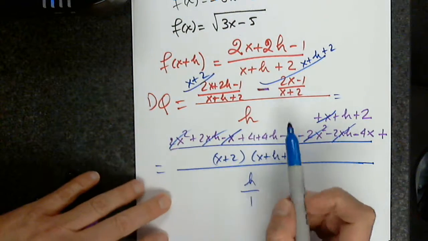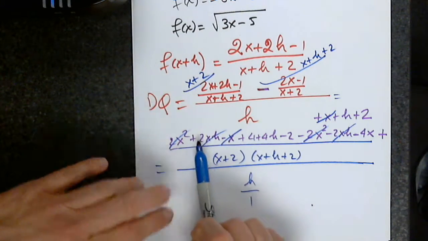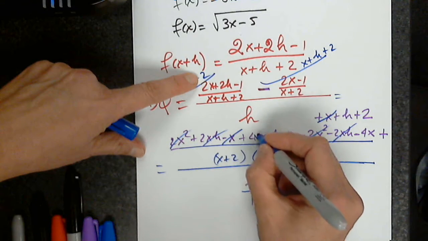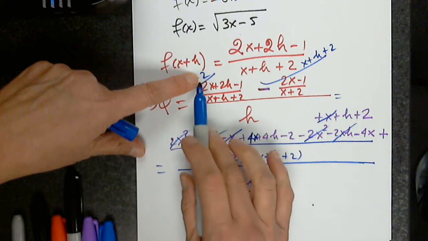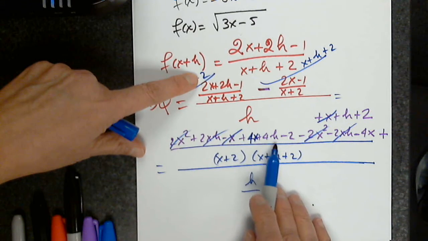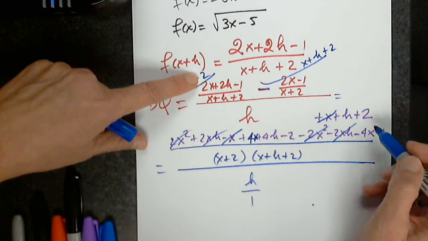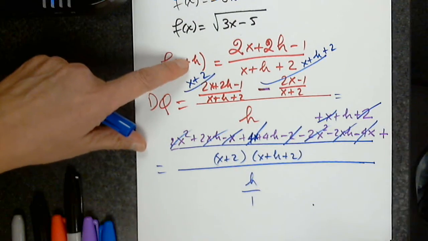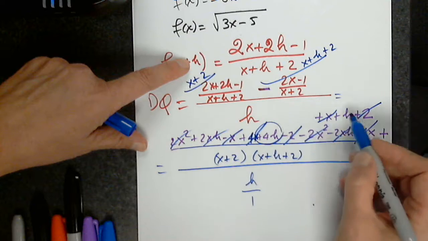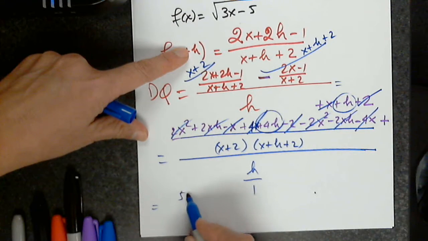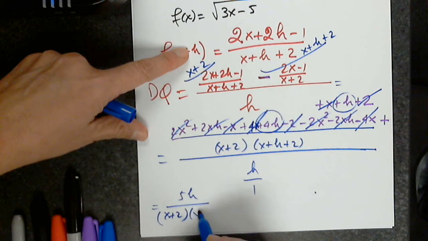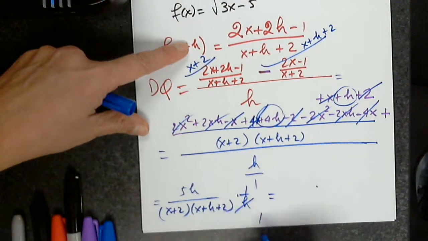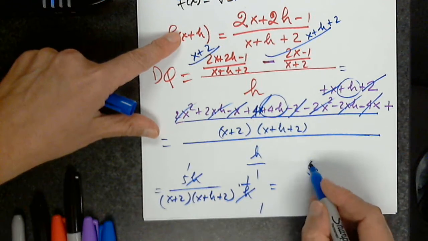I have a 4 that bothers me. Hold on one second. So 2x squared plus 2xh minus x, 2. I have an error here. So 2 times 2x is 4x, 2 times 2h is 4h, and negative 2. Okay. So negative 4x with positive 4x, and a positive 2 with a negative 2. Now I look carefully: this is left and this is left. So the top is 5h over x plus 2 times x plus h plus 2, and I flip the denominator already, and now I see that this h goes away. So the simplified form is this.